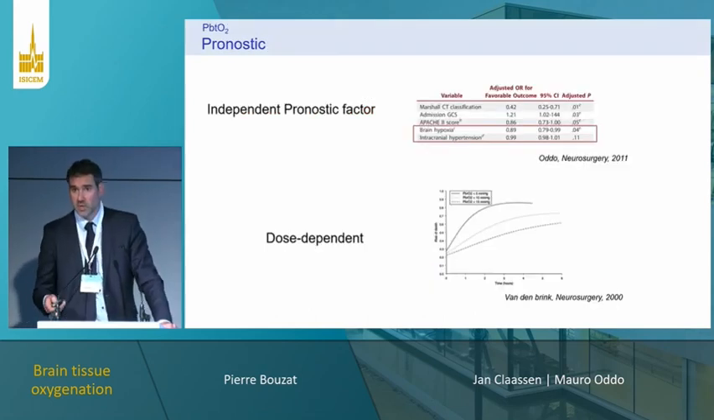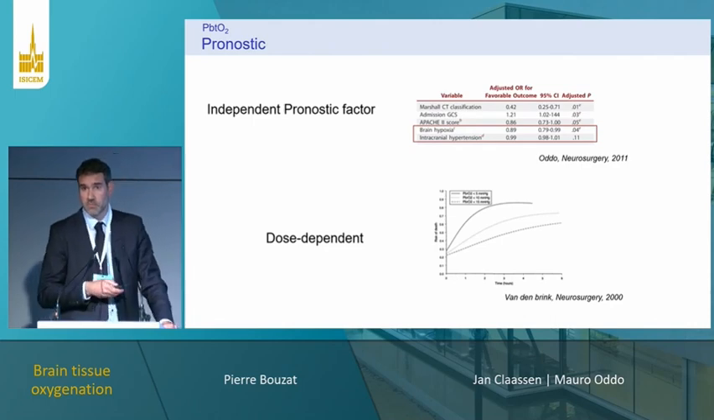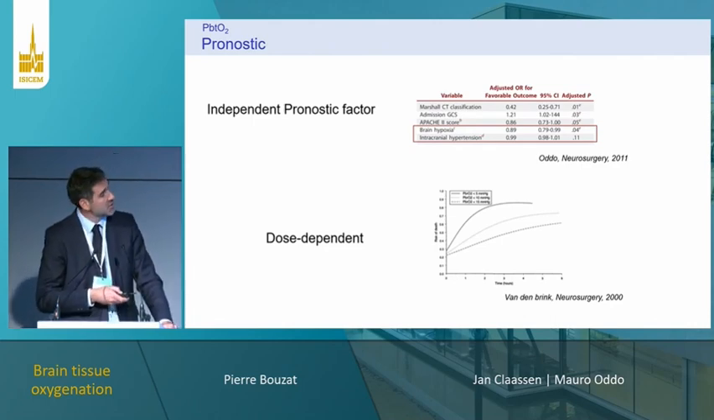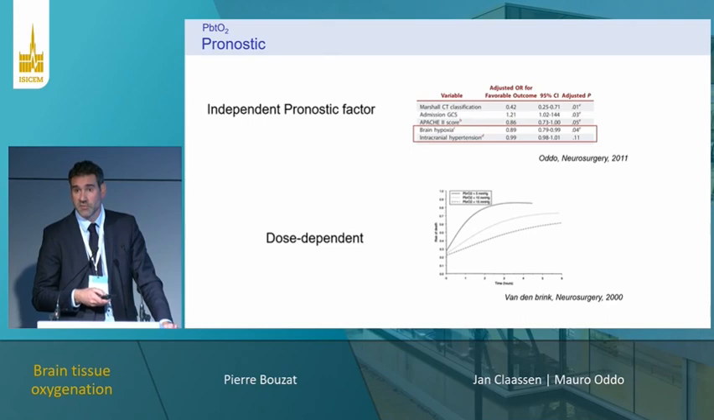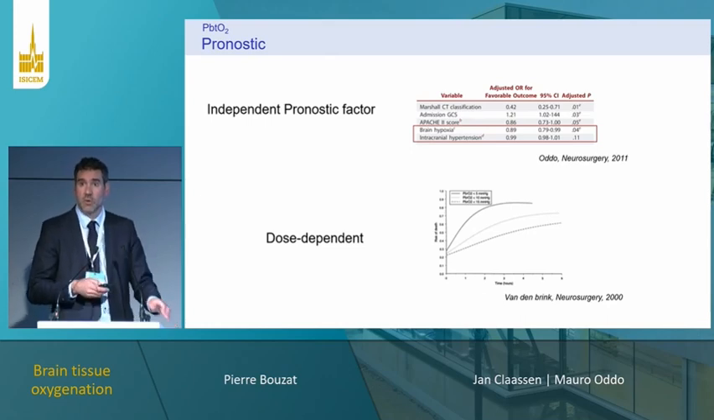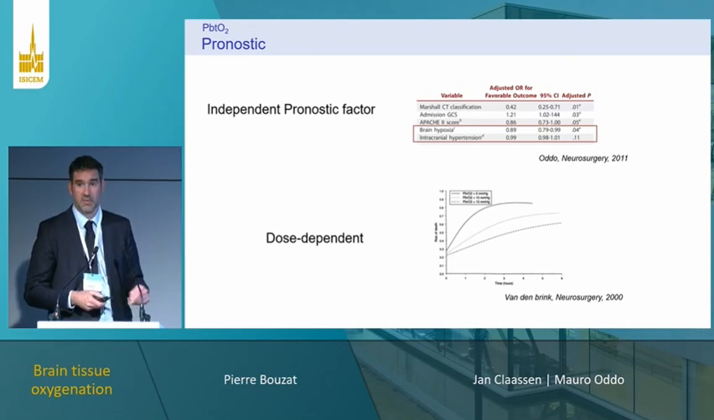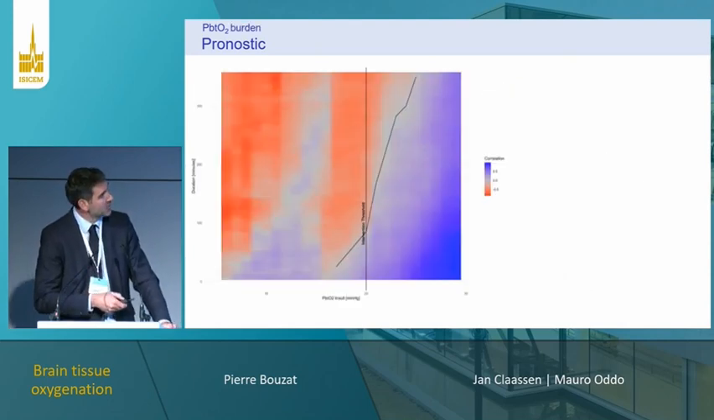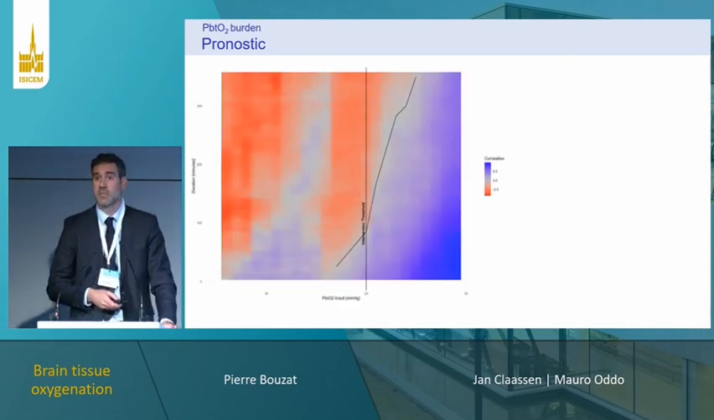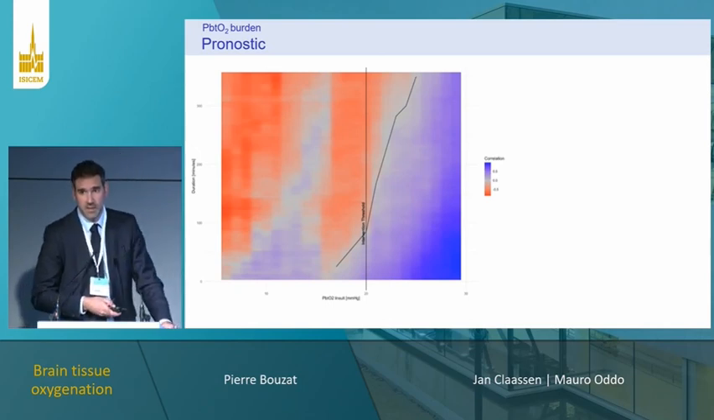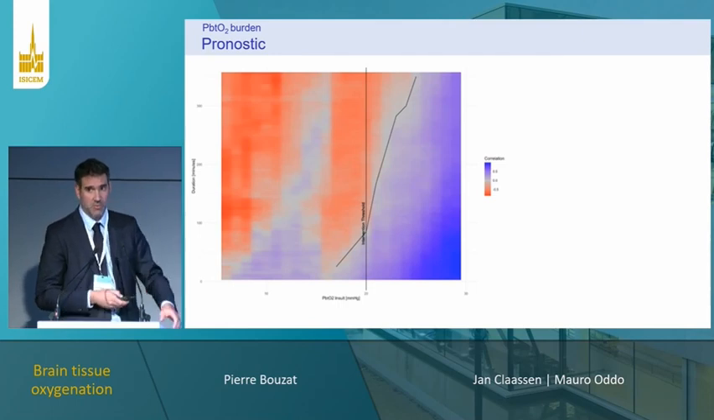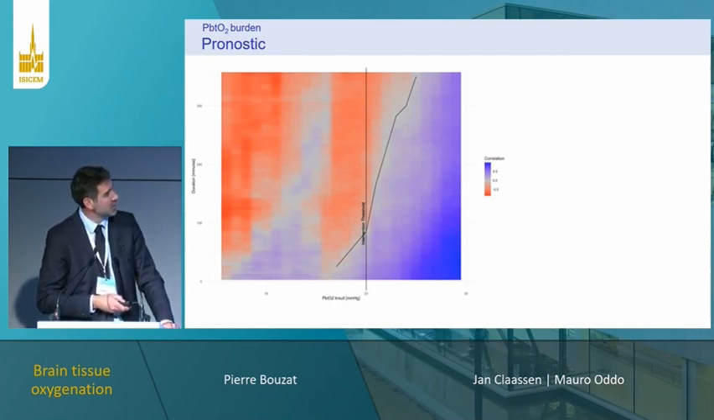What about the prognostic value of PbtO2? Episodes of brain hypoxia have been shown to be an independent prognostic factor. And it's not only the episode by itself, but also the duration of the episode. And this comes to the concept of PbtO2 burden. This is new data. We combined data from Grenoble and from Innsbruck with my colleague Raimund Helbok.